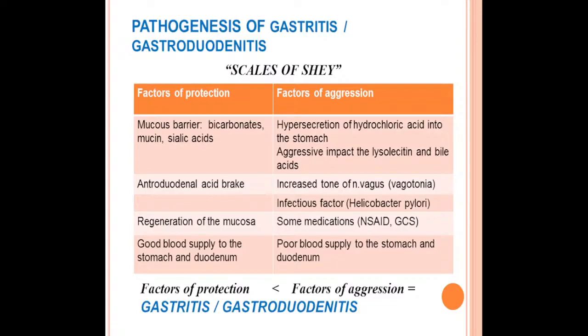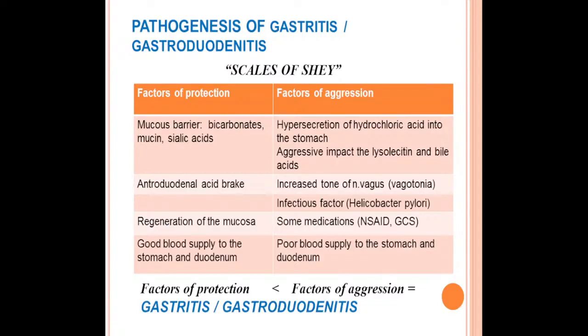And speak about factors of aggression. Aggression is first of all hypersecretion of hydrochloric acid into the stomach. Very aggressive is the impact of lysolecithin and bile acids. It is the same as in the pathogenesis of gastroesophageal reflux diseases. Lysolecithin and bile acids, if duodenogastral or gastroesophageal reflux is present, are very, very aggressive.